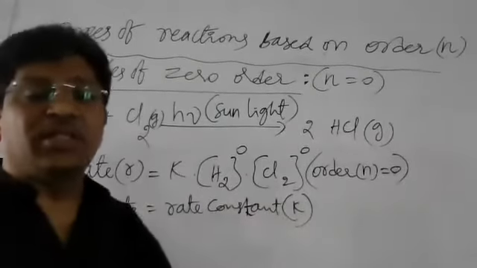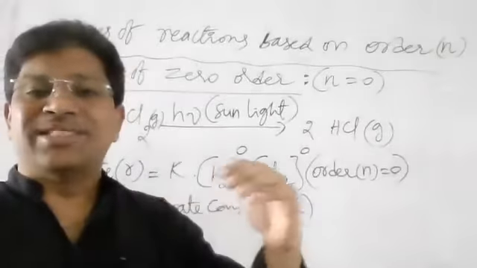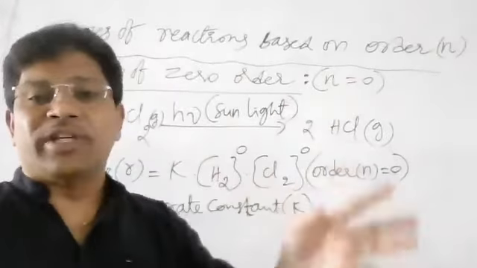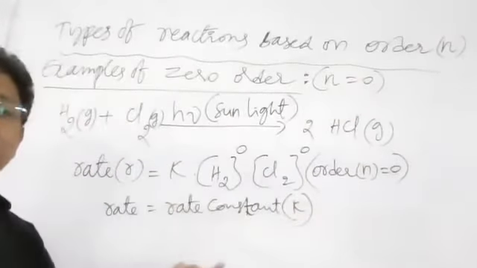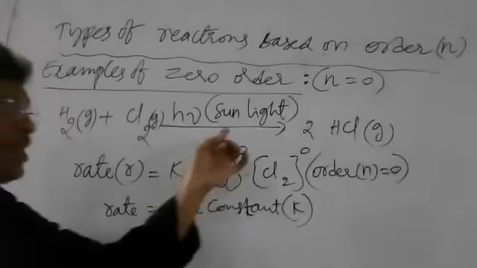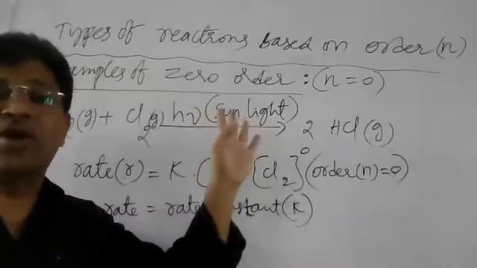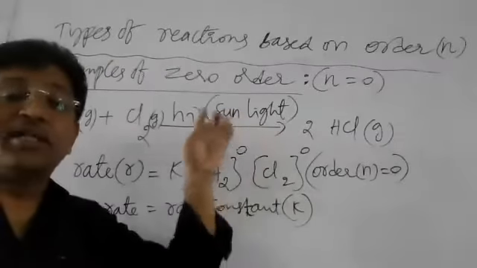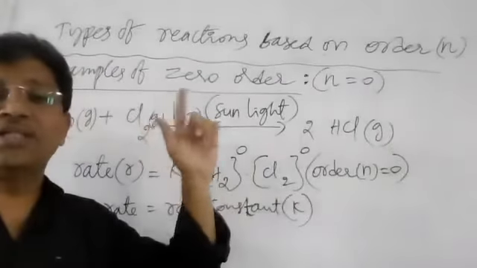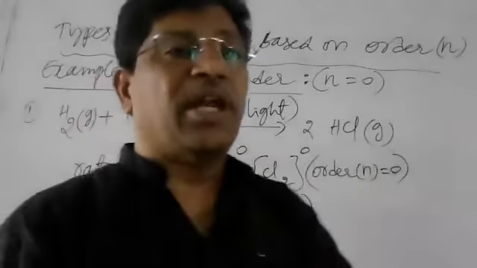It does not change with the concentration of reactant. Whether reactant concentration is decreasing or increasing, the rate of reaction is independent of the concentration of reactant. This is a zero order reaction in the presence of sunlight only, remember. If you don't write sunlight, the answer will be wrong, it cannot be a zero order reaction. In the presence of sunlight only, H2 and Cl2 concentrations do not determine the rate of reaction.